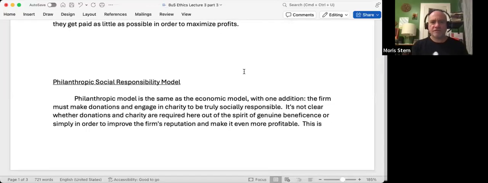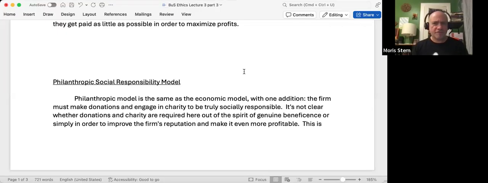Okay, let us look at the philanthropic social responsibility model first. Philanthropic model is the same as the economic model, with one addition. The firm must make donations and engage in charity to be truly socially responsible. It's not clear whether donations and charity are required out of the spirit of genuine beneficence or simply in order to improve the firm's reputation, to make it even more profitable, right? If we are going to make lots of donations and charity work, we earn a good reputation and we'll be able to sell even more of our products.